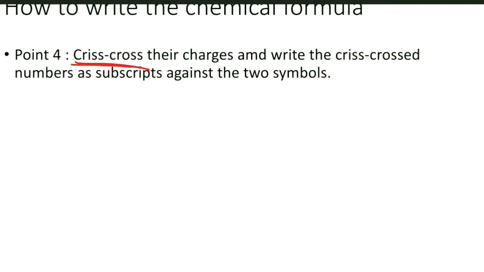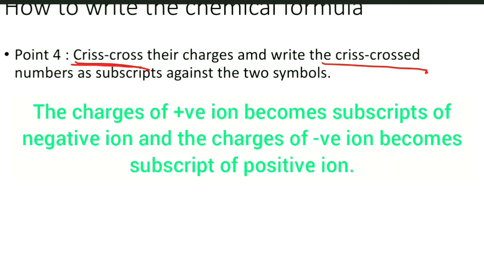Crisscross their charges and write the crisscrossed numbers as subscripts against the two symbols. Now, how to write crisscross? The charge of the positive ion will become the subscript of the negative ion and the charge of the negative ion will become the subscript of the positive ion.